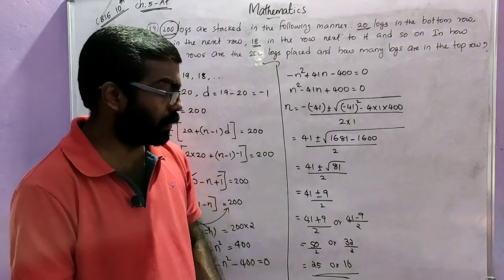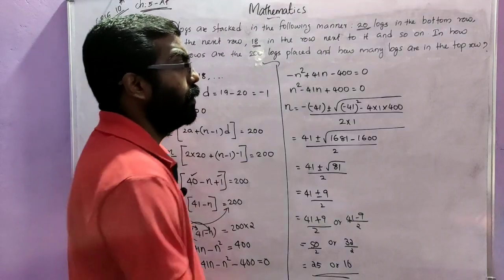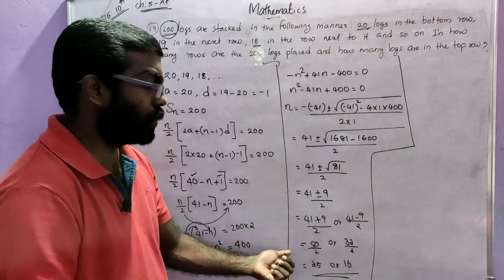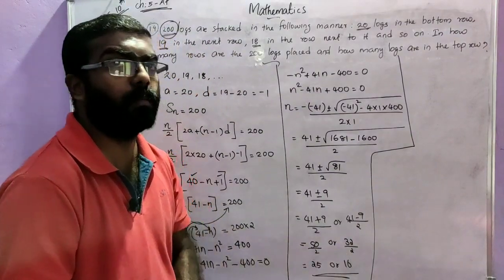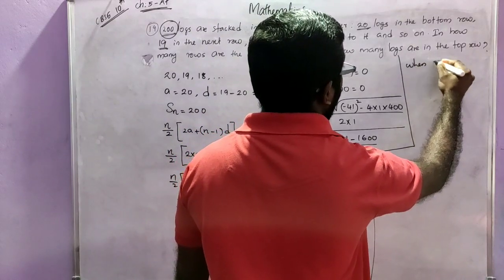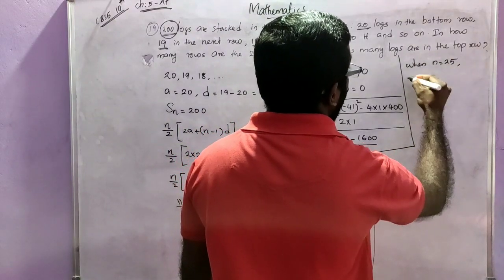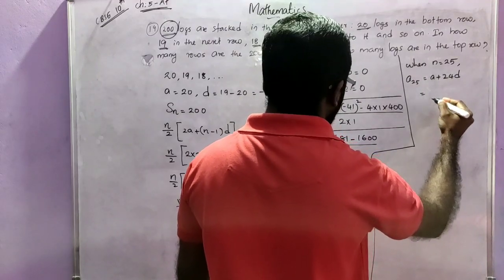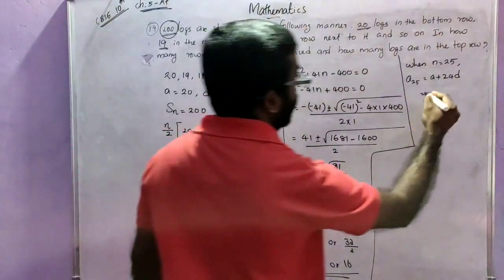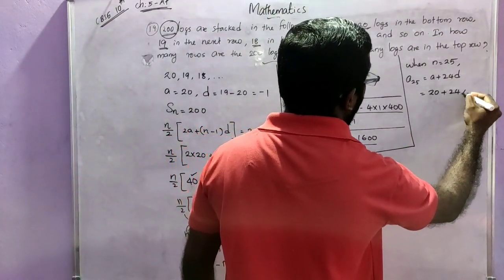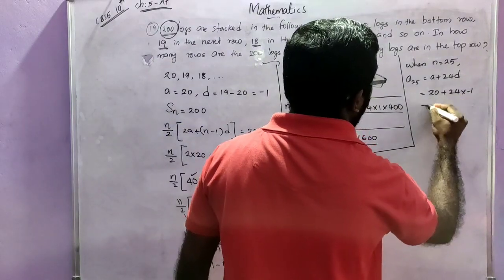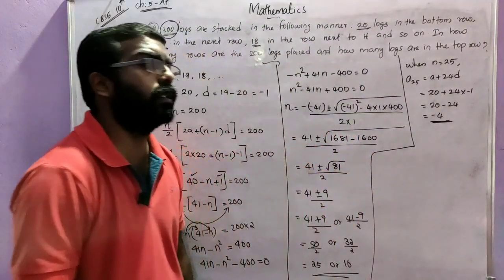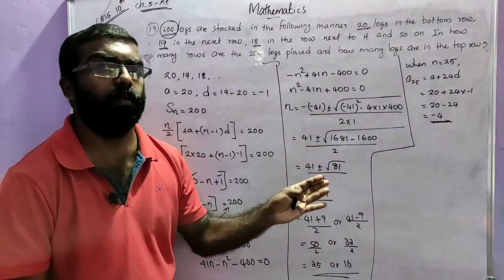We got two positive values. So we have to check which one is possible. For that we can find the nth terms. Nth term means a25, the 25th term, and the 16th term. So when n is equal to 25, a25 is equal to a plus 24d, which is equal to, here a is 20, so 20 plus 24 into d, d is minus 1, that is 20 minus 24, which is equal to minus 4. a25 is minus 4, that means the 25th term is minus 4.